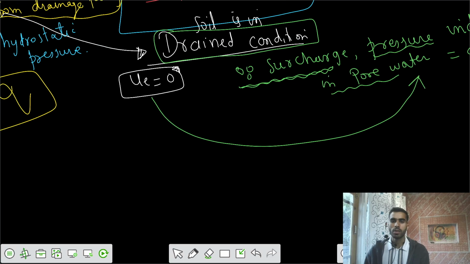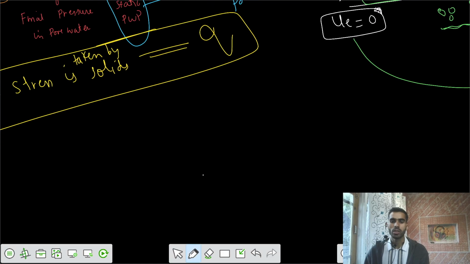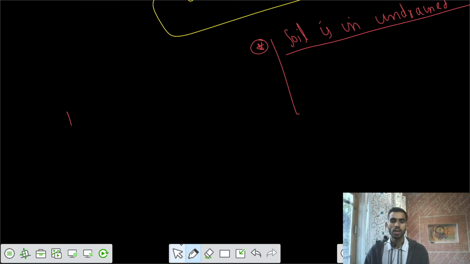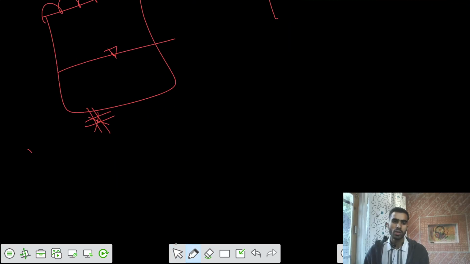And if there is no drainage allowed, that means the soil would be in undrained condition. What does that mean? Let's say you have the soil, the water table, and the surcharge q. Now you are not allowing the drainage to happen. So this valve we are going to close. The valve is closed, so drainage is not allowed.